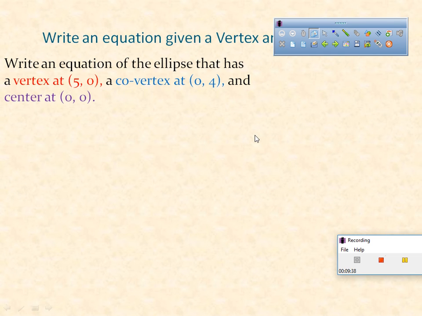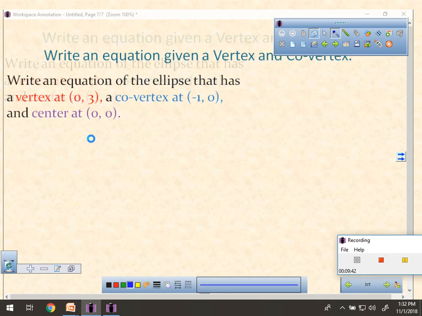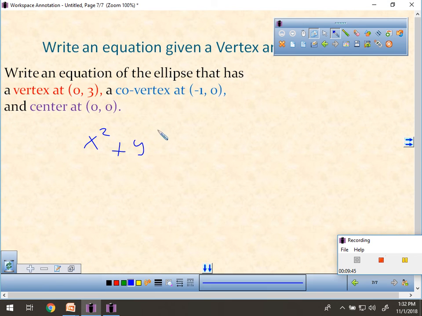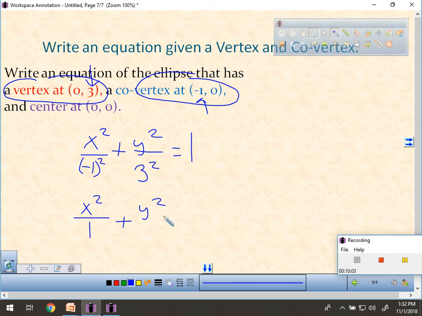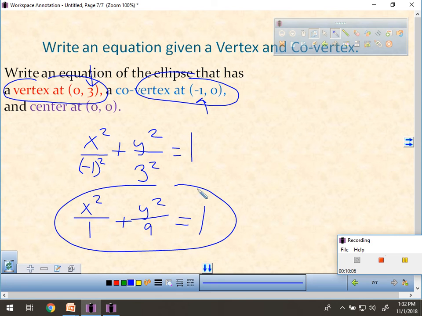Let's practice one more. This one is also centered at 0, 0, and so I would go ahead and put x squared plus y squared is equal to 1. Notice that my vertex is at the point 0, 3. Notice the 3 is in the y value, so I'd have 3 squared. The covertex is at negative 1, 0. Notice that that's the x value, so that would be negative 1 squared. So that would be x squared over 1 plus y squared over 9 is equal to 1. And that's how you do problems just like that.